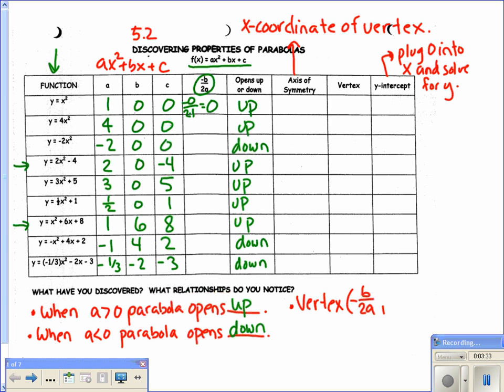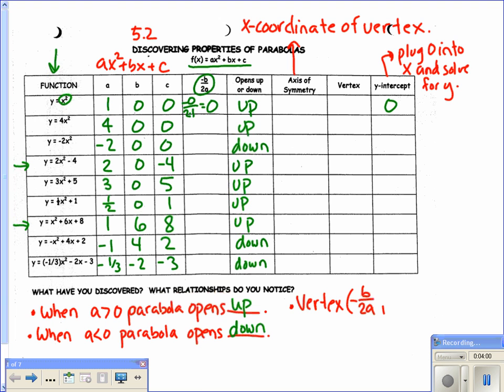So now the next thing I want to do is look at my axis of symmetry, vertex, and y-intercept. So let's do the y-intercept because we've talked about the y-intercept before. To find the y-intercept, you plug 0 in for x and solve for y. So if I plug 0 in for x into this equation, this would be 0 squared. So 0 squared is just 0, so your y-intercept in this case is going to be 0.